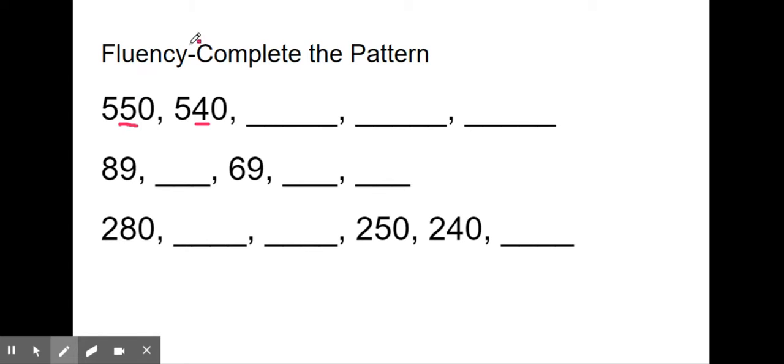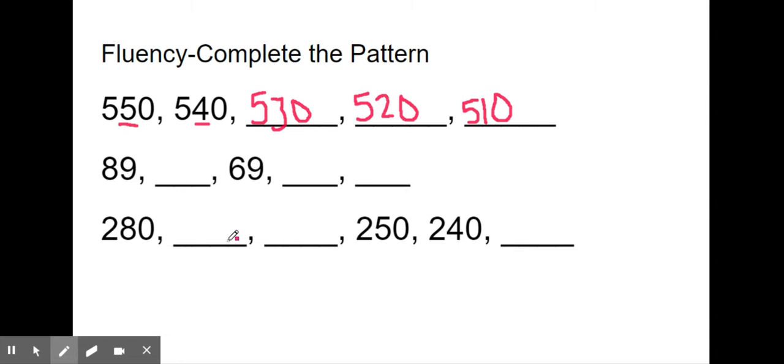So 550, 540, my hundreds is staying the same, right? 5, 4, 3 tens now, 530. Now it's going to be 520, and then 510. So that is the first pattern. Pat yourself on the back if you got that one correct. That was a little tricky.